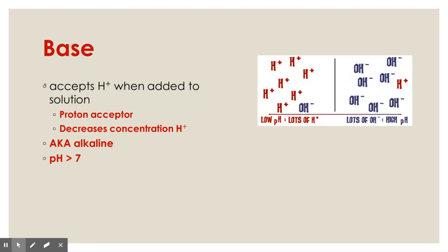A base, on the other hand, is something that will accept hydrogen when we put it in solution, or there'll be a lot of OH. So we call it a proton acceptor. Because there's a lot of OH, it will react with this hydrogen and decrease the hydrogen concentration. So we call things that accept that hydrogen, take it in, alkaline or basic. And that's things that have a pH bigger than 7.